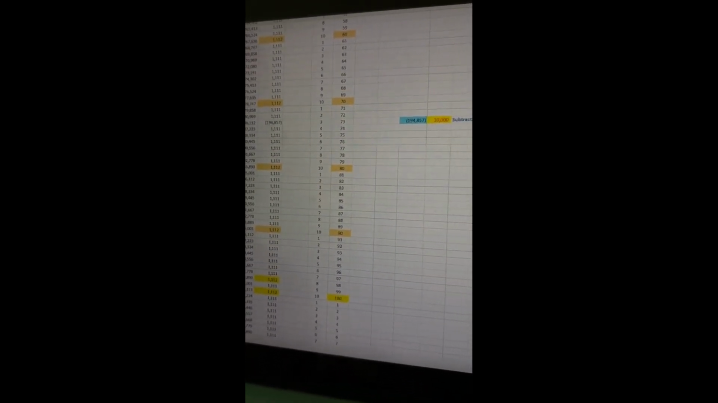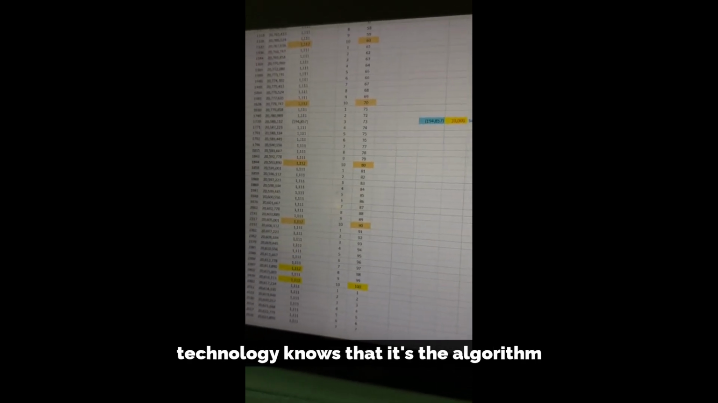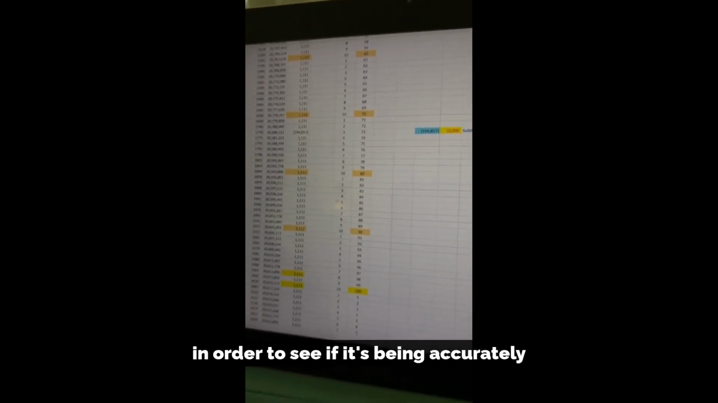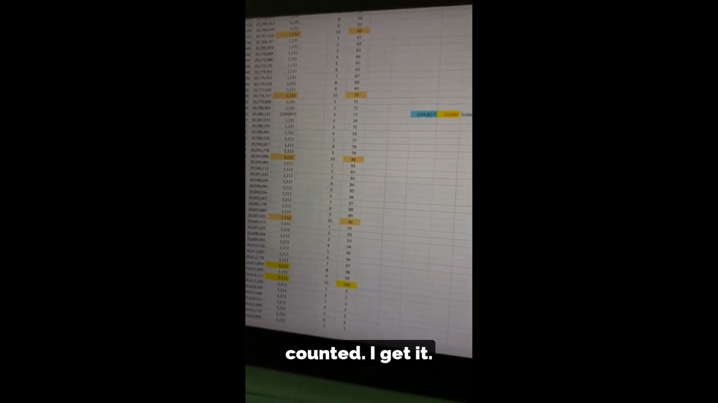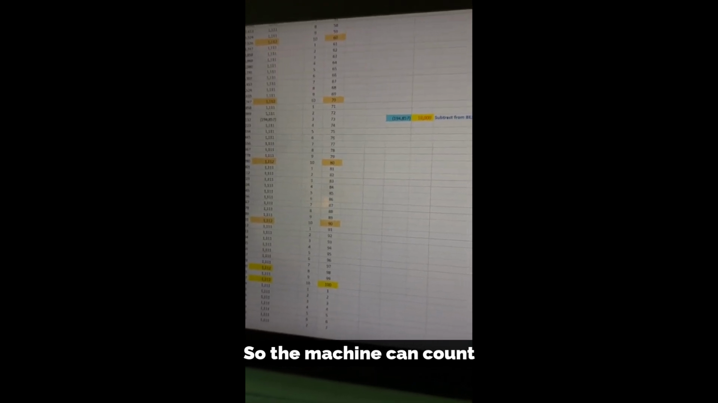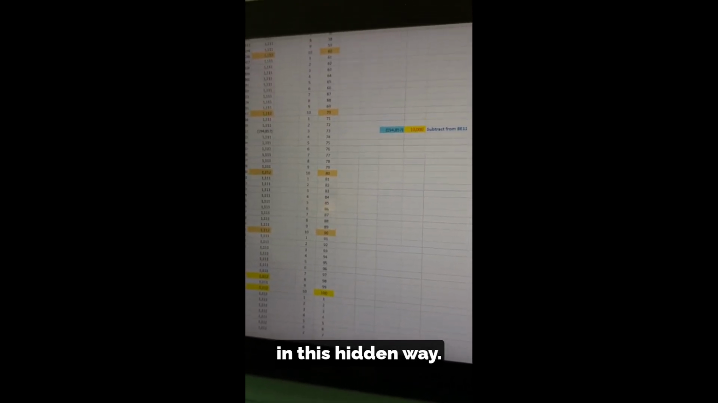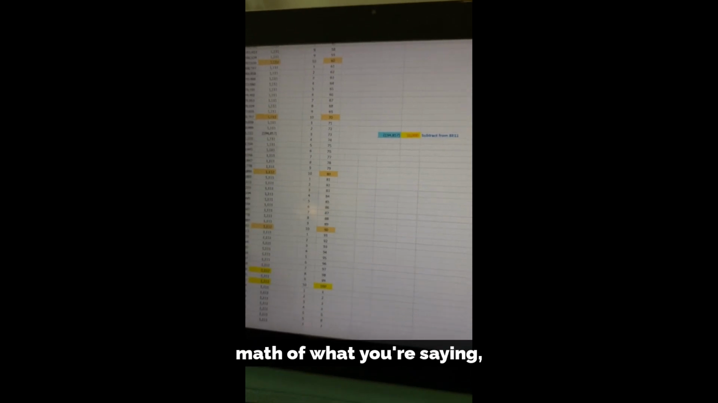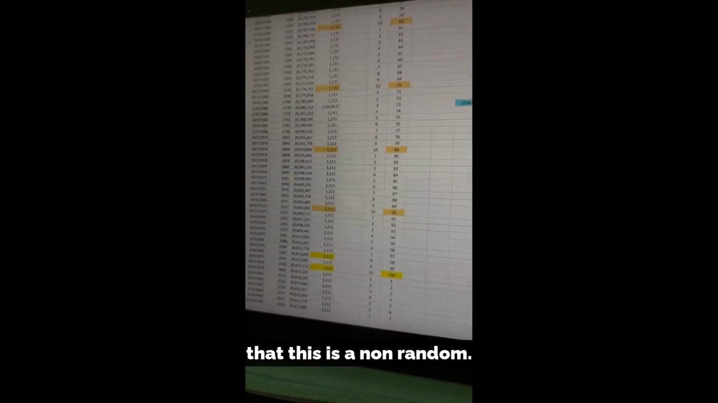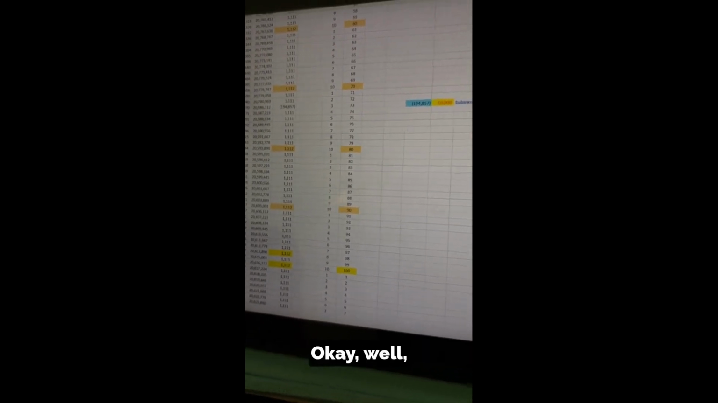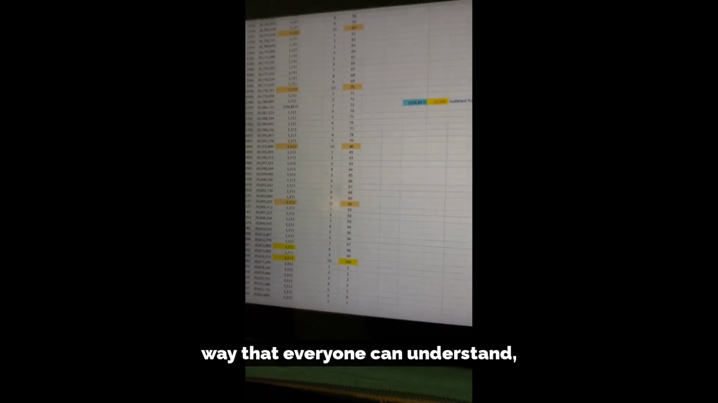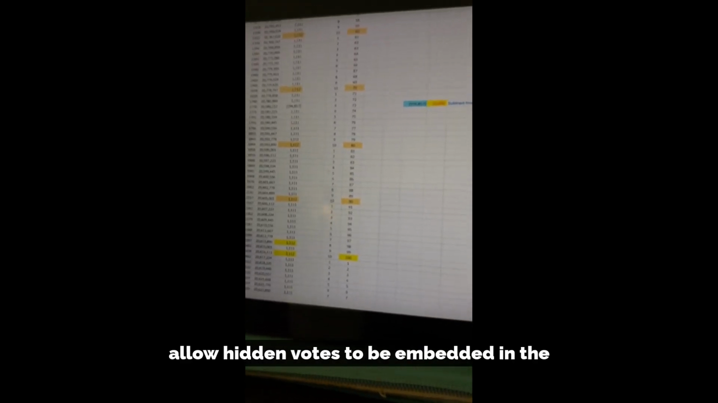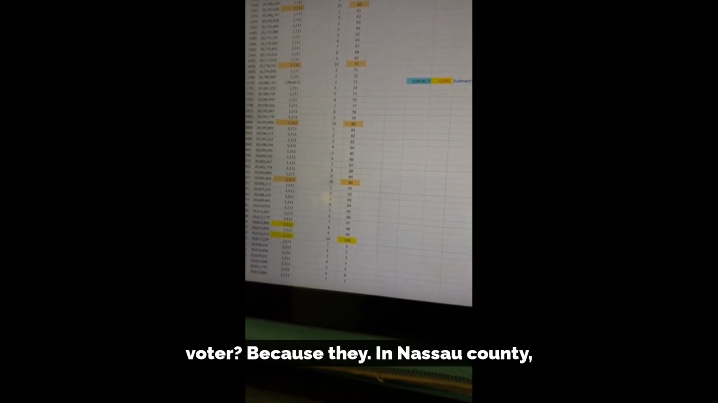Of course. Anyone who deals with digital technology knows that it's the algorithm that you have to check in order to see if it's being accurately counted. I get it. So the machine can count in this hidden way, and it's a way to conceal. I don't fully understand the math of what you're saying, except that I do see clearly that this is a non-random pattern. It took me 6 months to understand it. Okay, well, you haven't fully explained it in a way that everyone can understand, so please keep going. How does this algorithmic structure allow hidden votes to be embedded in the voter rolls?